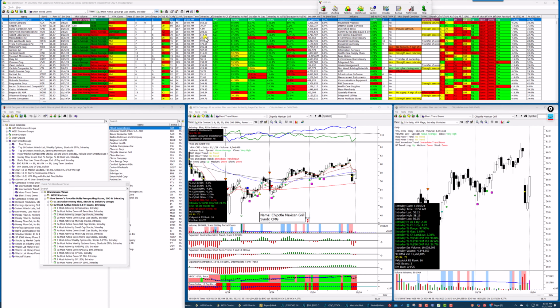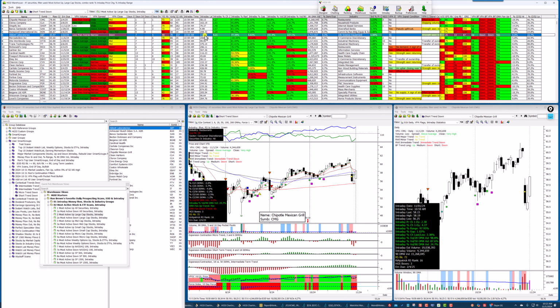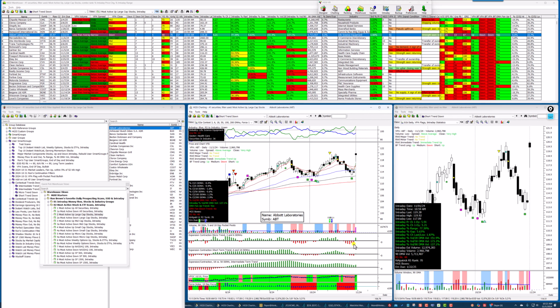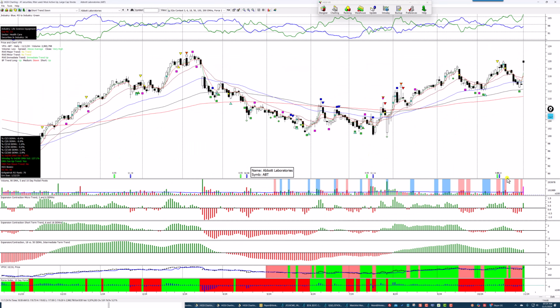Let's look at Abbott Labs. It's up 5% today. Looking down here, these are the numbers as of last night. The 3 had been below the 6 for 8 days, 0 being the crossover day. But look at it today. The 3 is above the 6 today. These are the multiple days where the 3 was below the 6.